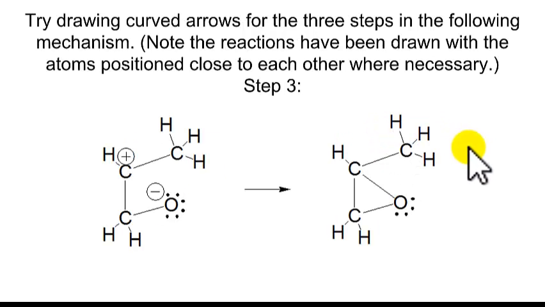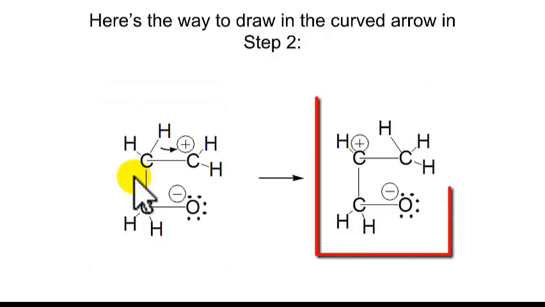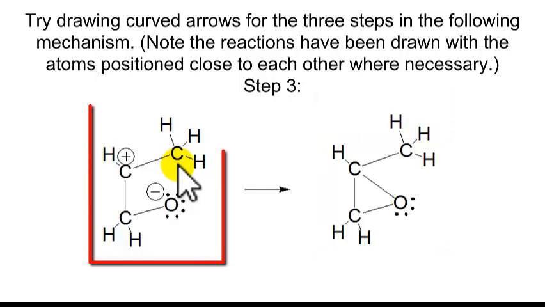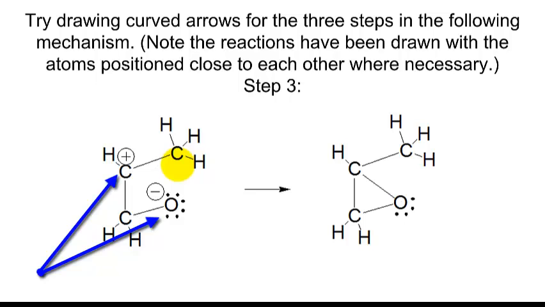Now go to the third step. Here's the third step in this particular mechanism. This material that we just saw a minute ago, back up, is this material. I just redrew it a little bit so the atoms that need to be bonded to each other are closer together than they were in this structure. But here's the starting material.